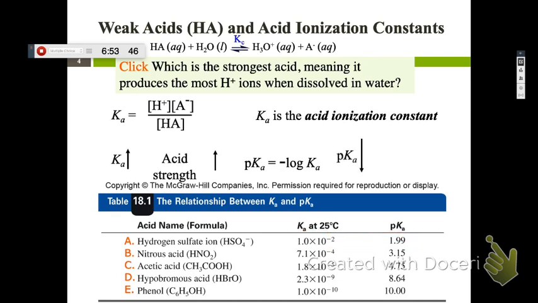All right, so as pKa goes down, what do we say about the acid strength? Acid strength goes up. All right.